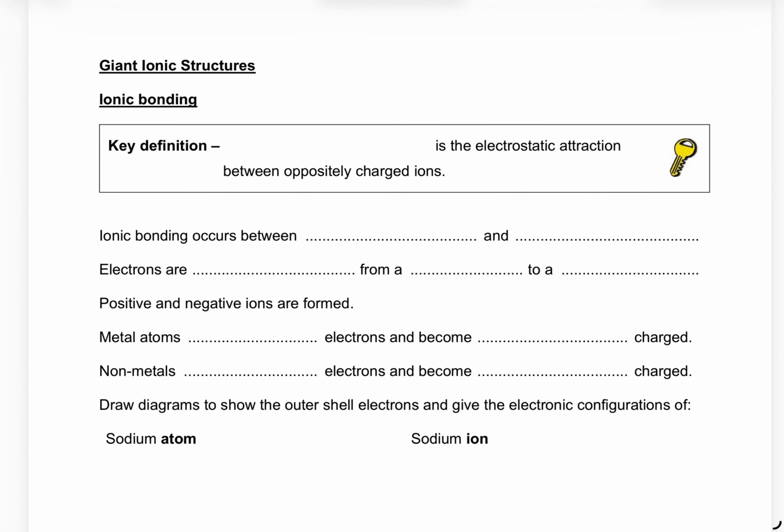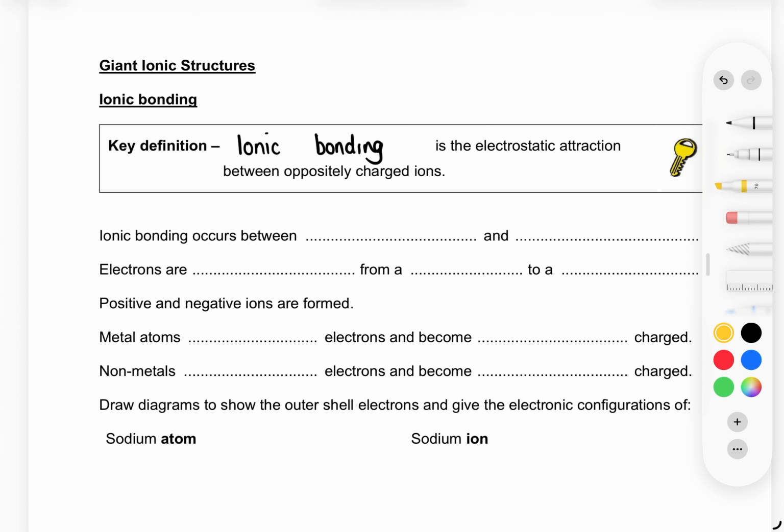In this video, we're going to look at giant ionic structures. Giant ionic structures have what we call ionic bonding. And again, just like with metallic, if we're asked to describe why a property of an ionic compound is the way it is, we won't just be saying because it has ionic bonding. We'll be talking about the attraction between oppositely charged ions.